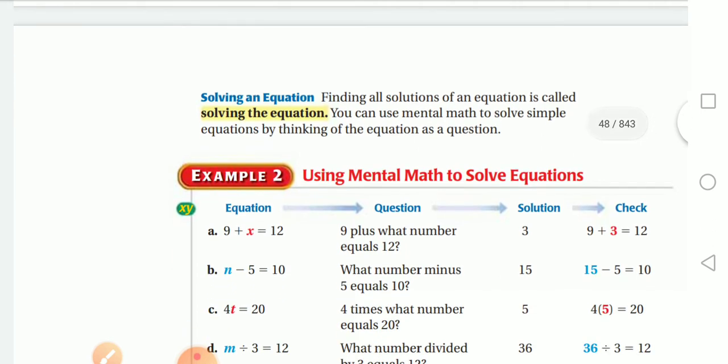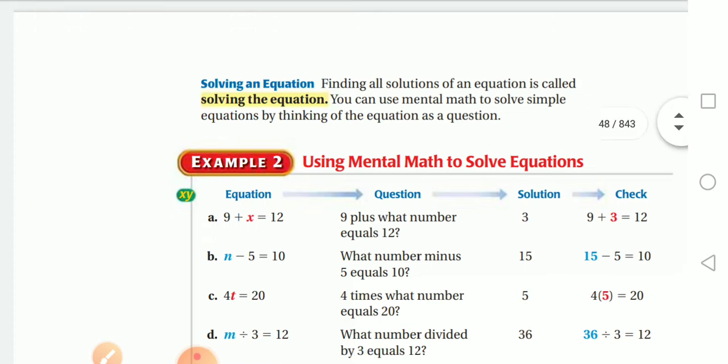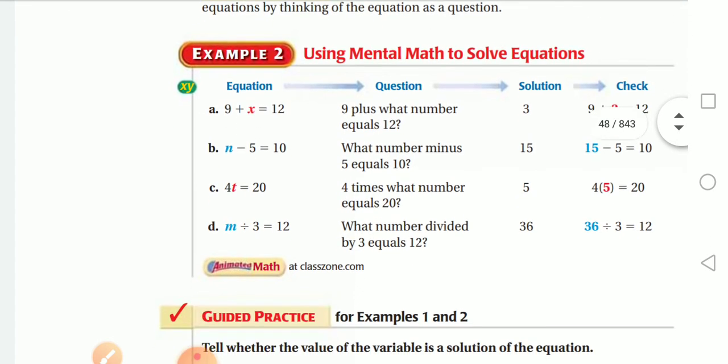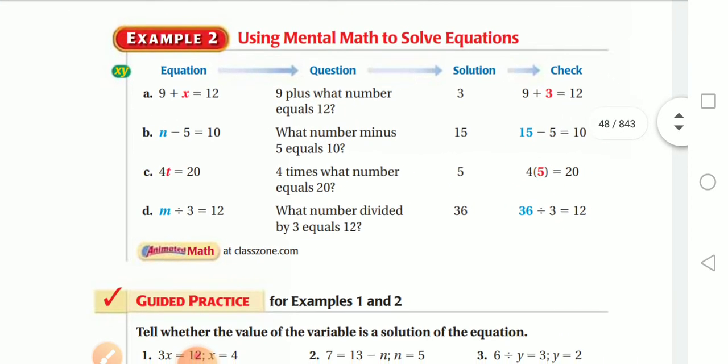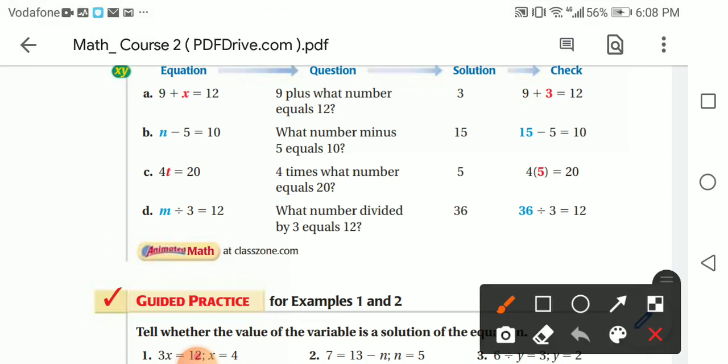Finding all solutions of an equation is called solving the equation. You can use mental math to solve simple equations by thinking of an equation as a question. Okay, it's important to learn this. Using mental math to solve equations: equation, question, solution, check. Let's see how. It's very interesting to use your mind in solving equations and in solving math also.